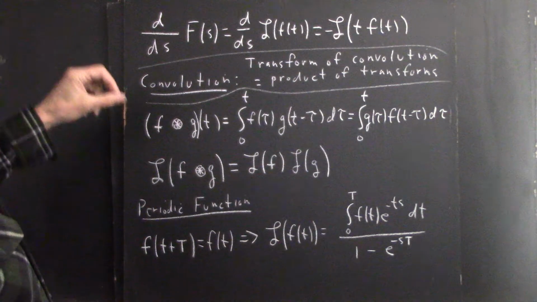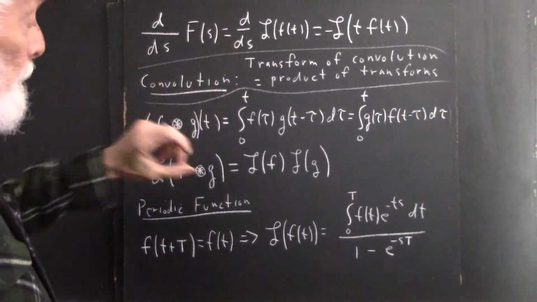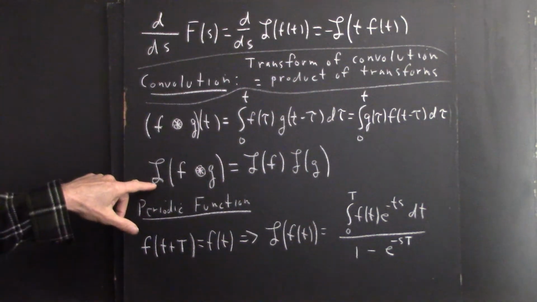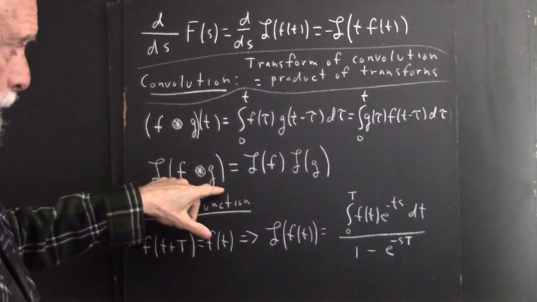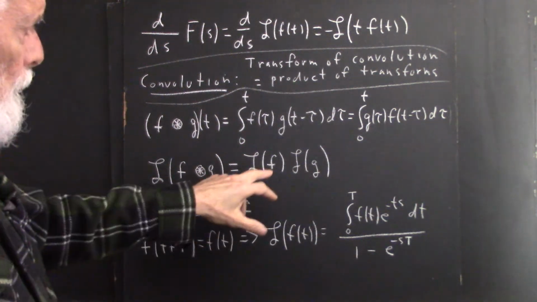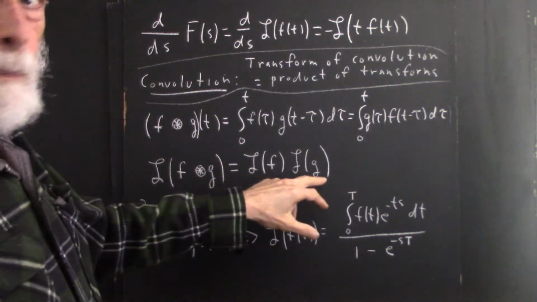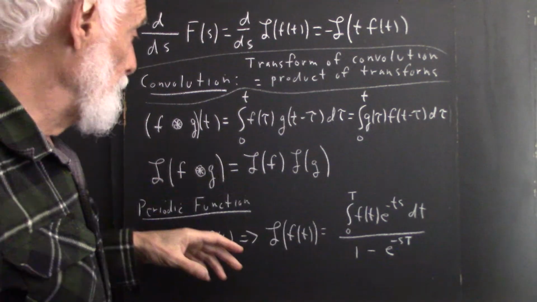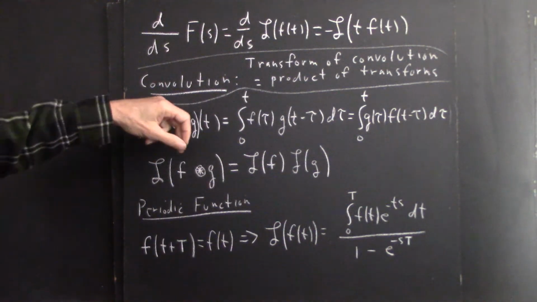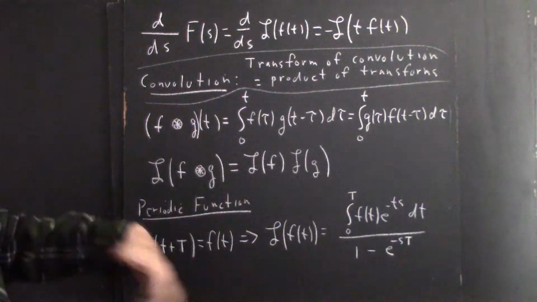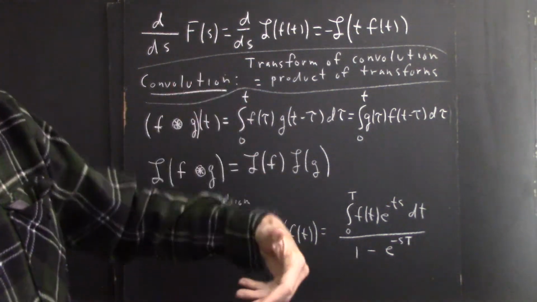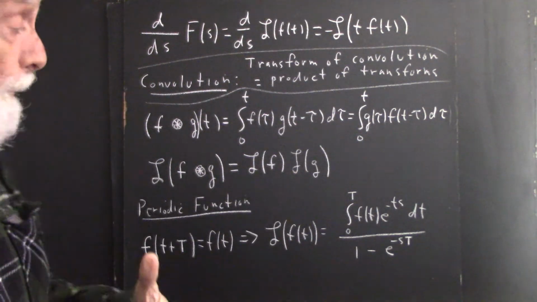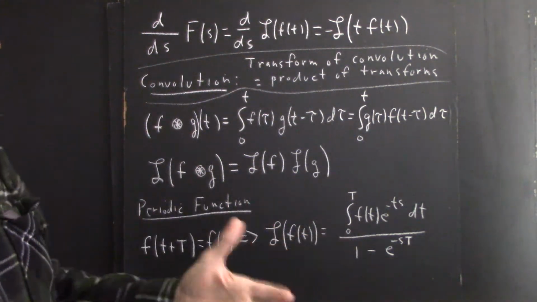Okay, the convolution theorem then says what I said here. It says the Laplace transform of f convolution g is the Laplace transform of f multiplied by the Laplace transform of g. Now you might think that the Laplace transform of f multiplied by g ought to be the Laplace transform of f multiplied by the Laplace transform of g, but that doesn't happen.